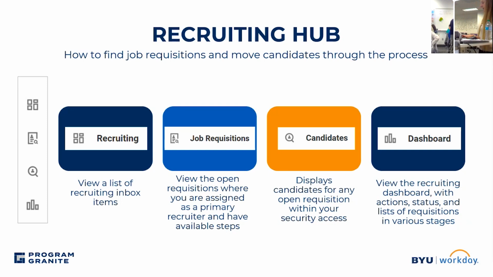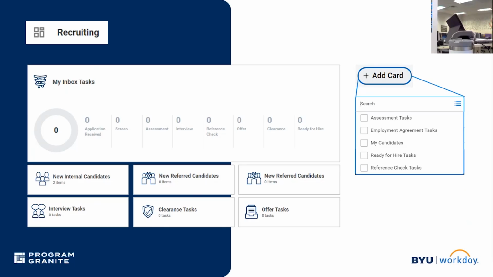Okay, so let's talk about the different screens. The first one we have is recruiting. This is an overview, like I mentioned. We can see where candidates are at. Are they in screen? Are they in assessment, interview, reference check, offer? You're able to see how many candidates are in which stage. You can see new internal candidates, new referred candidates, offer tasks, clearance tasks. So it's a super helpful overview page. It might not be super populated for you, but we can find someone in the room who has information. I'm seeing Misha's got some information, so if you want to come take a look, I bet she's happy to share when we get to the activity.